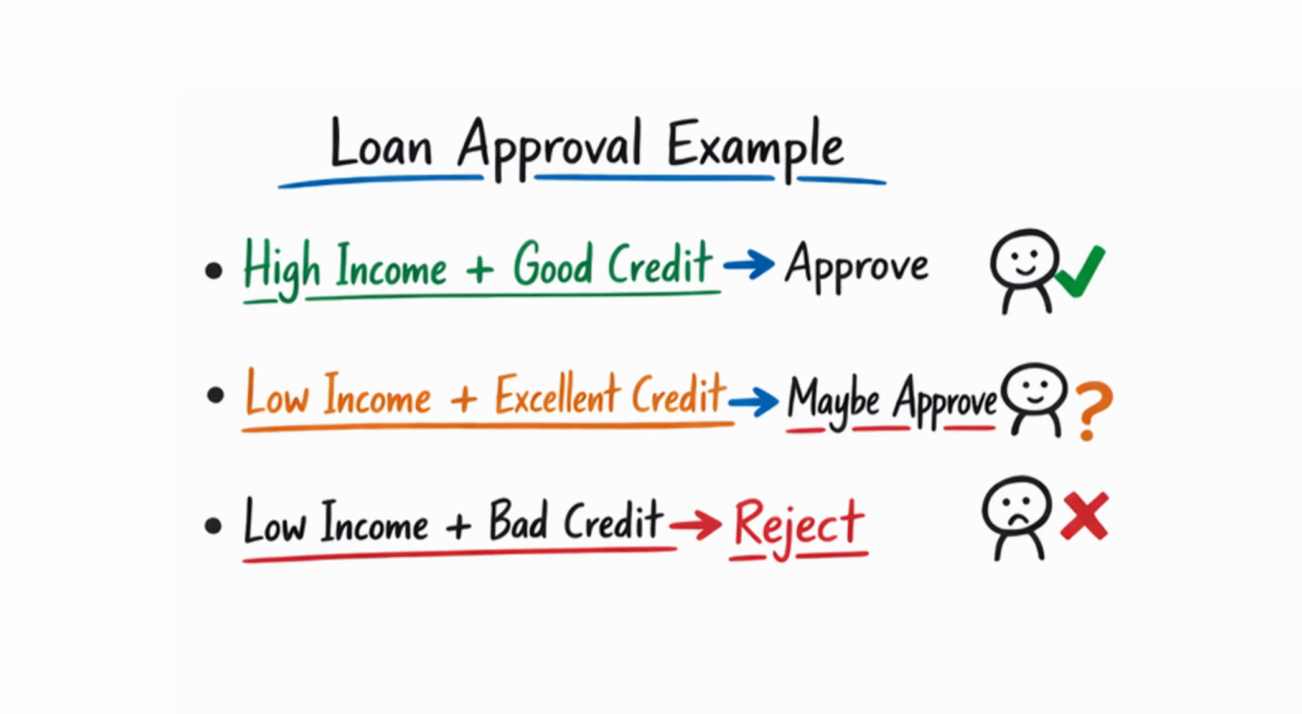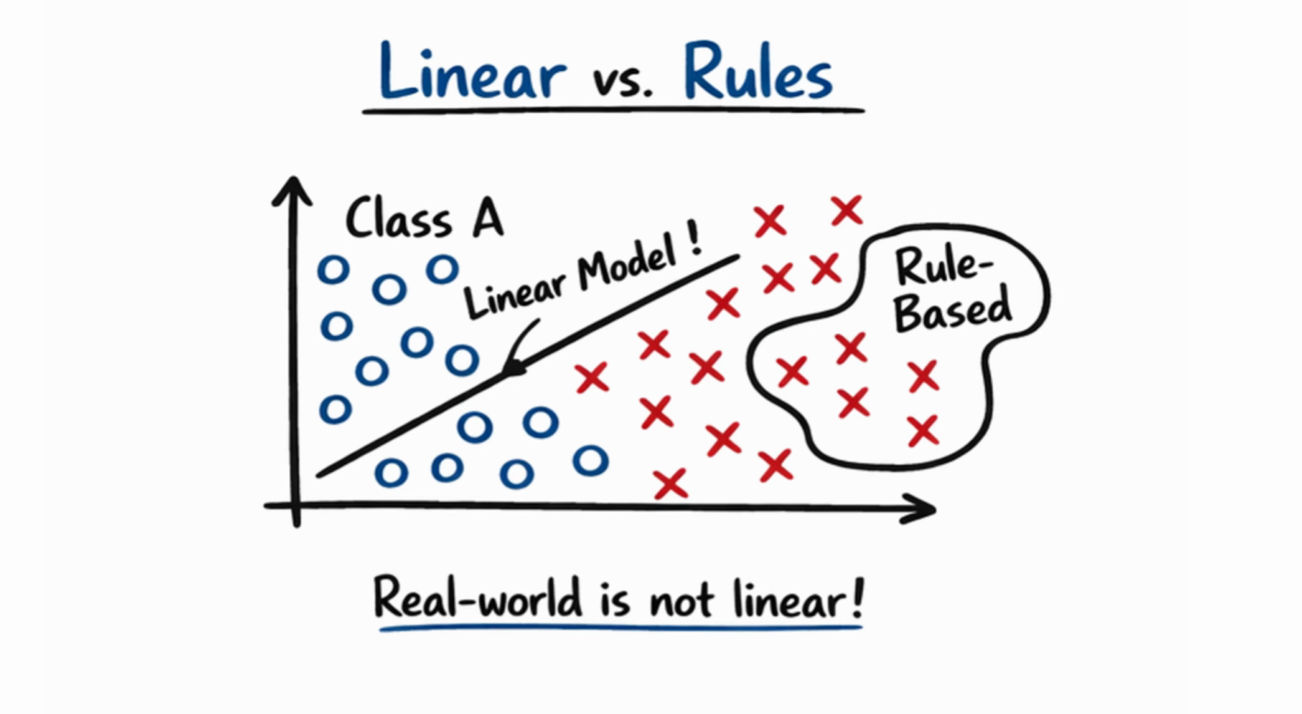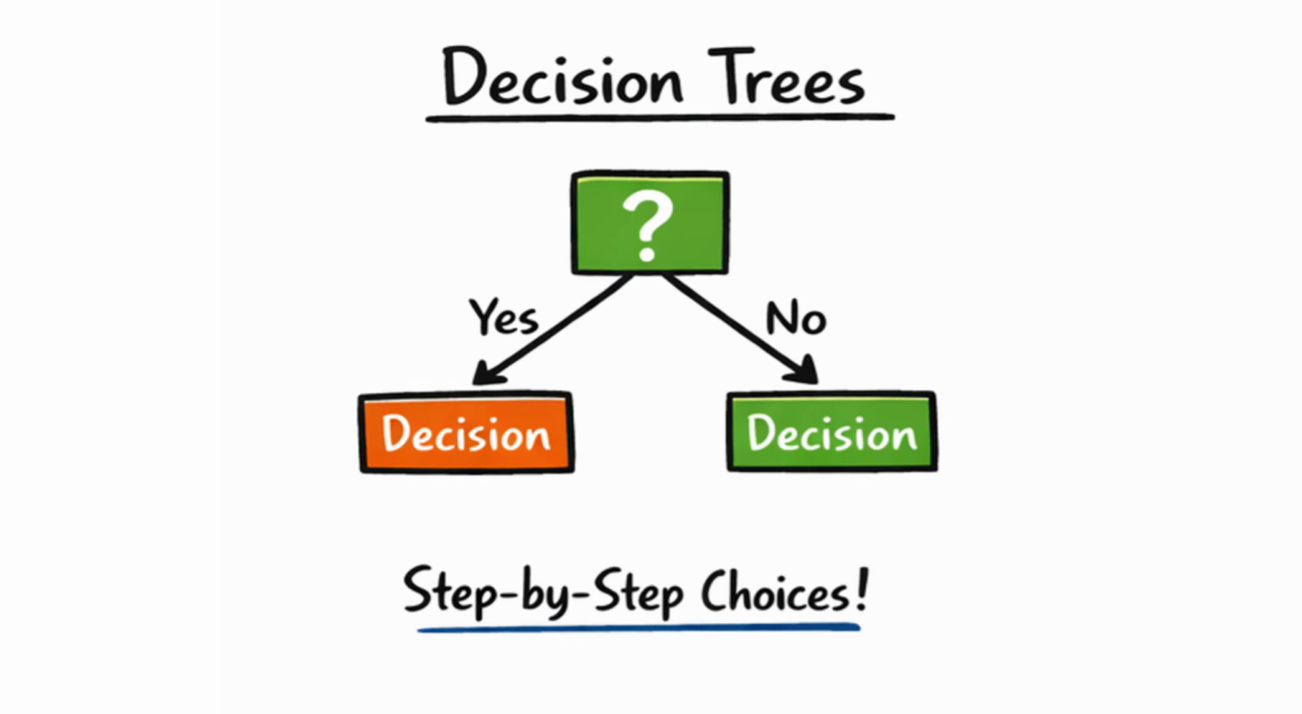Now, if you notice carefully, this is not a straight line relationship. This is more like a set of conditions, and this is exactly the limitation of linear and logistic regression. They try to draw a single line to separate things, but real world decisions are often not that linear, they are rule based. So now the question becomes, instead of fitting a line, can we make decisions step by step using conditions? This is where decision trees come in.